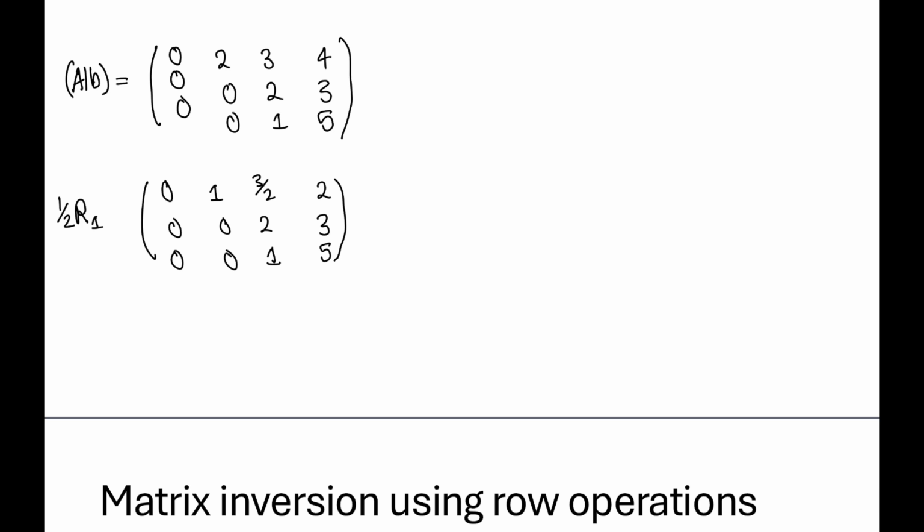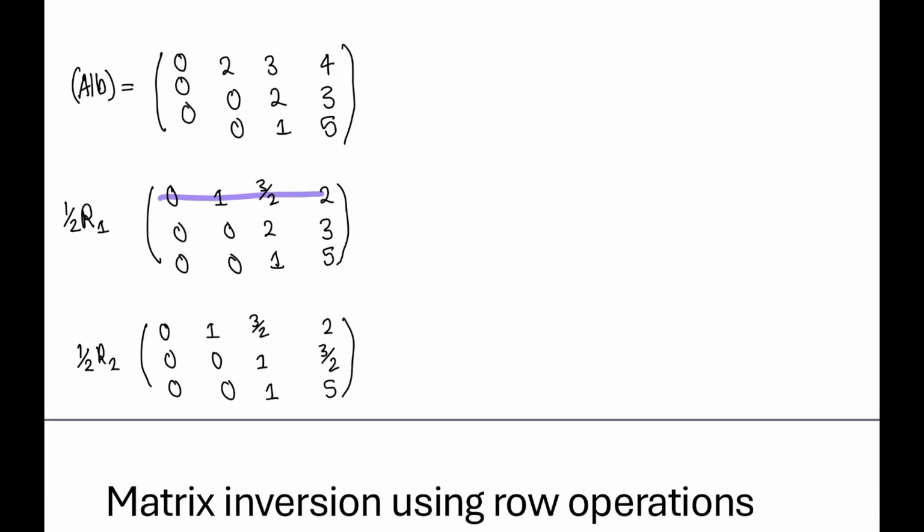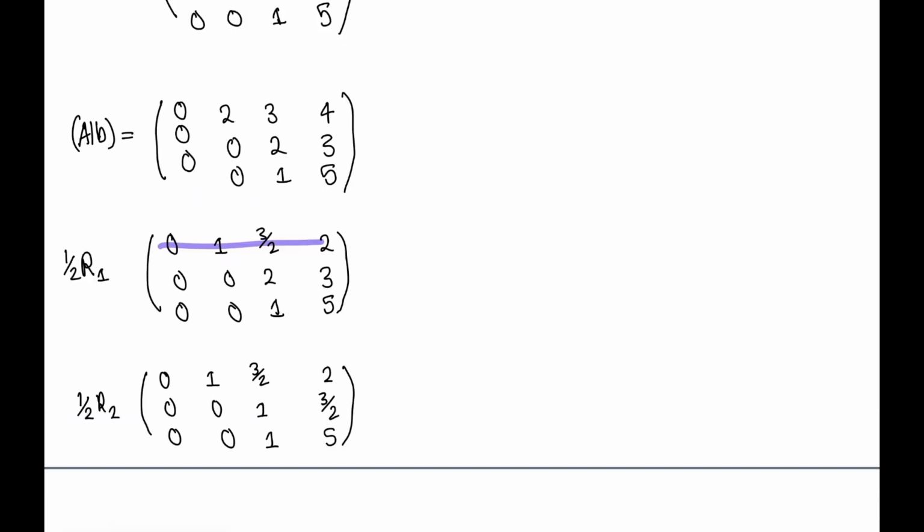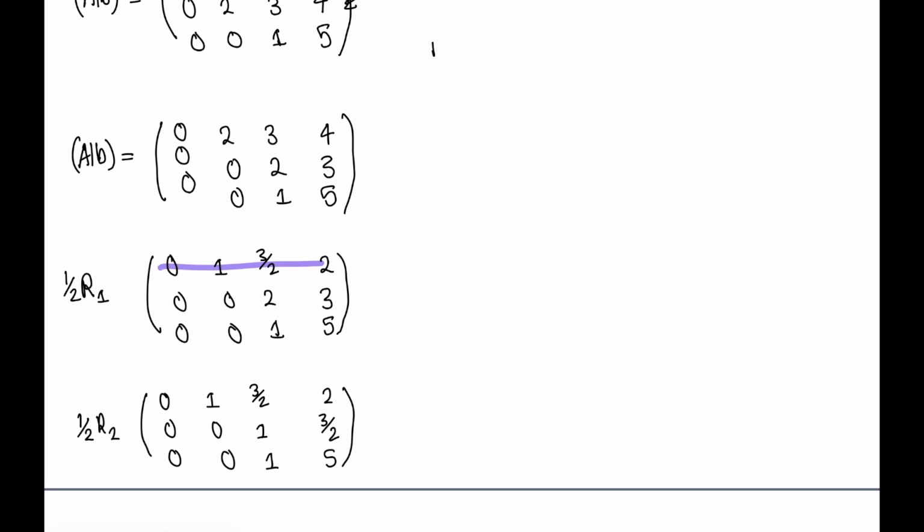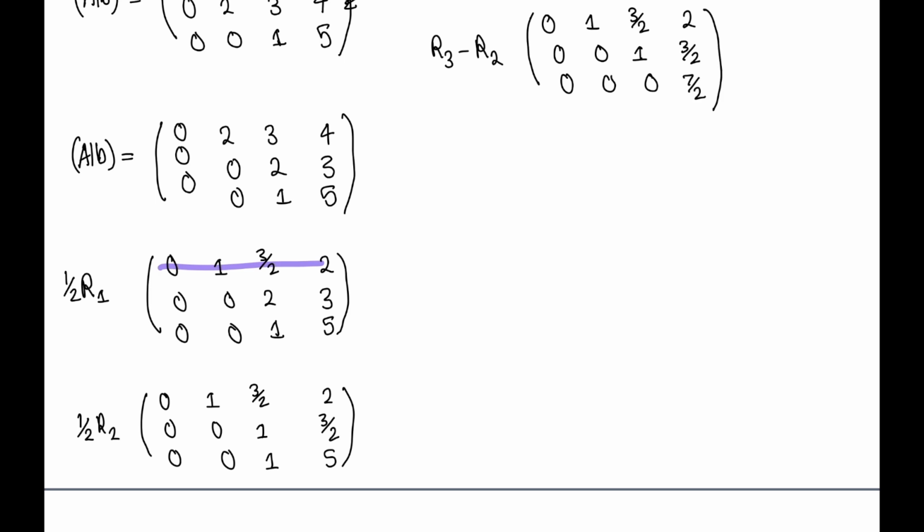again. So when we cover up this first row, we now look at 2. We need to make 2 into a 1. To do that, we do a half of row 2. So we get 0, 1, 3 over 2, 2, 0, 0, 1, 3 over 2, 0, 0, 1, 5. Now we need to make this into a 0. In order to do that, we must do row 3 minus row 2. That will get us 0, 1, and 7 over 2.